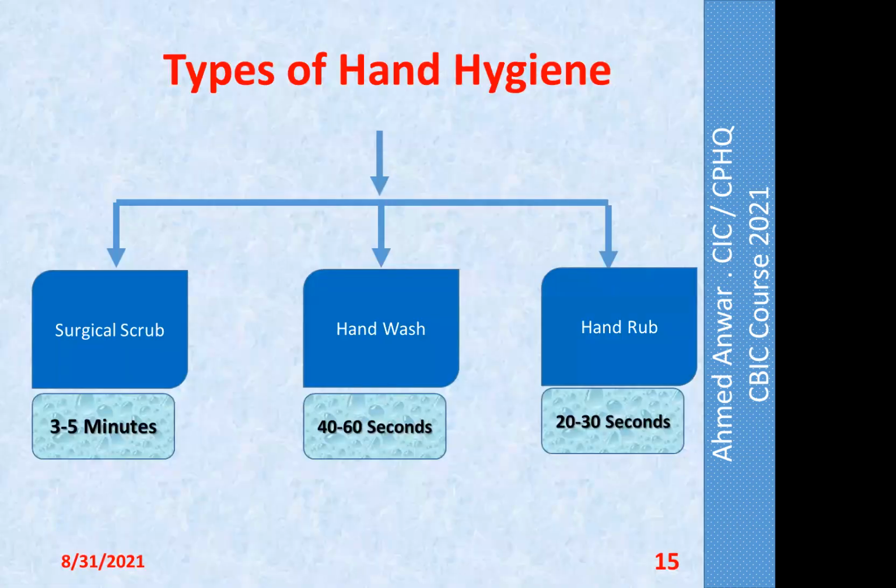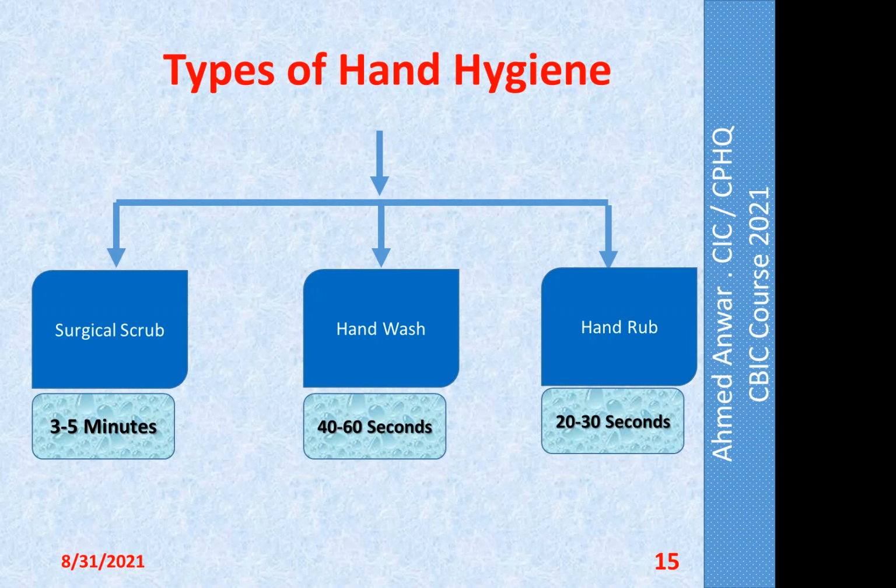Now, what are the types of hand hygiene? We have 3 types of hand hygiene: surgical scrub, hand washing, and hand rub. Surgical scrub is assigned to invasive procedures, like in the operating room or insertion of a central line. It takes about 3 to 5 minutes, and we do it up to our elbow.